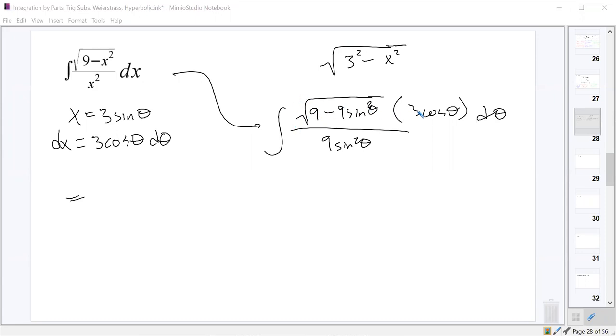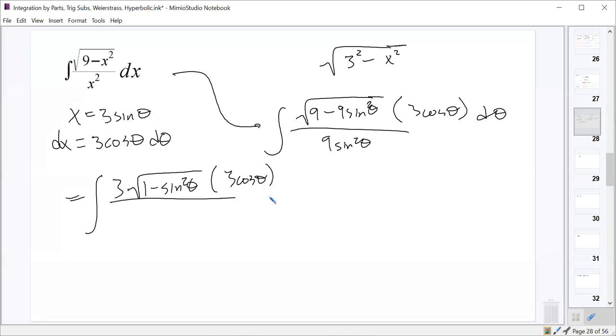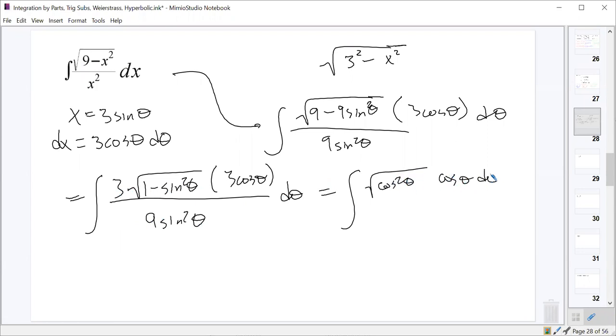So I'm going to have a 3 times a 3. Well, I'll just write it all out. We'll have 3 times the square root of 1 minus sine squared theta times 3 cosine theta over 9 sine squared theta d theta. And so the 3 times the 3 divided by the 9 should all cancel out. What's 1 minus sine squared theta? Should be cosine squared theta. Then we have another cosine theta and a d theta, and we have just a sine squared theta in the denominator.